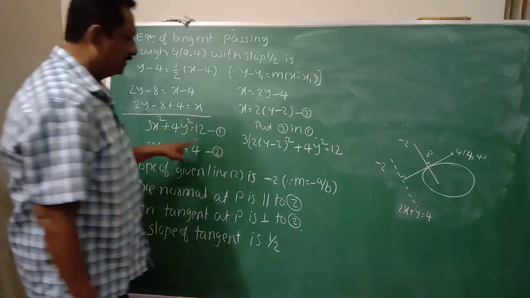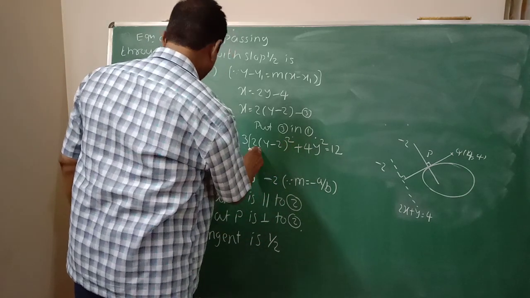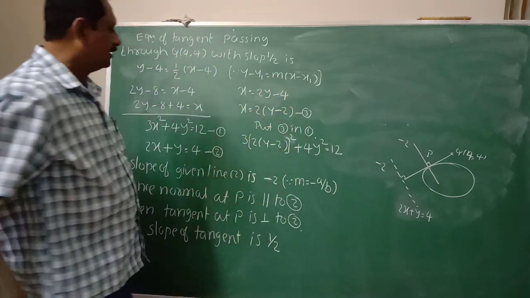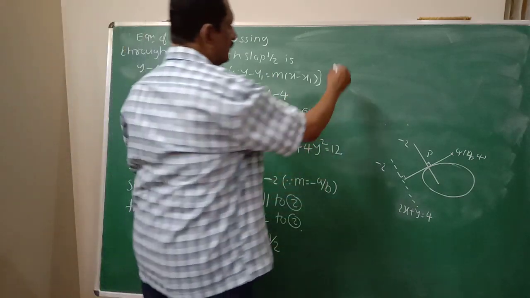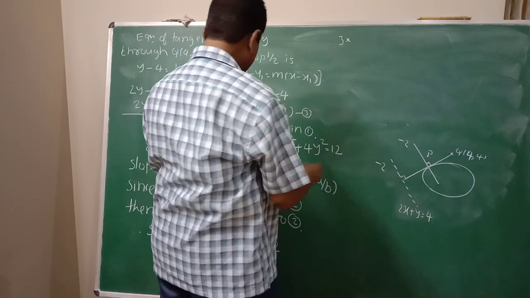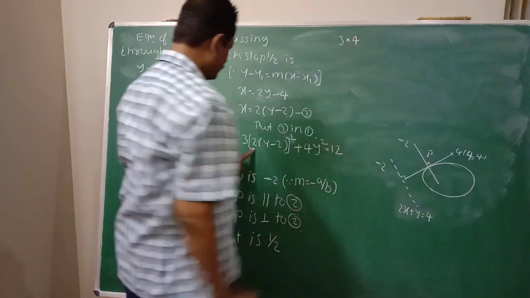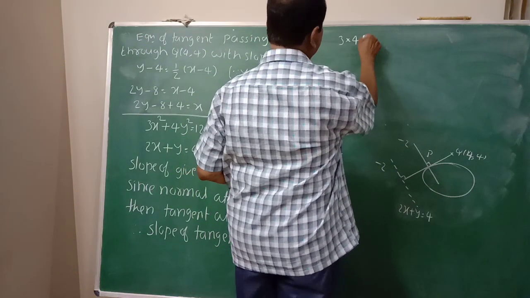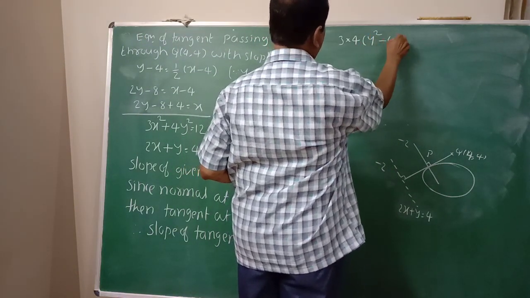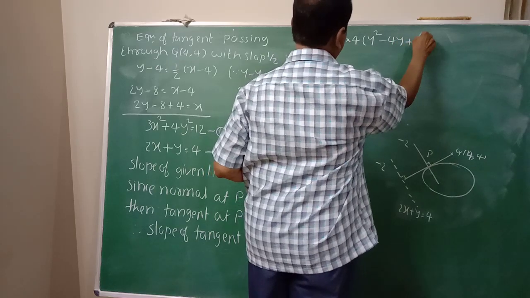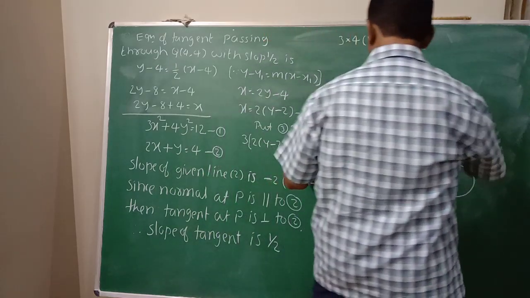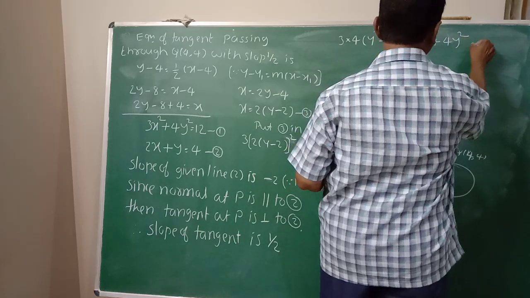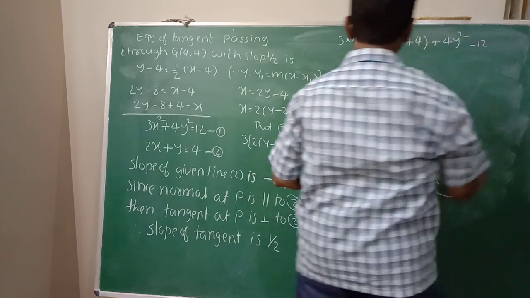Okay. Then square here. Then 3 into under 2 square is 4 here. Okay. So 2 square becomes 4 times y minus 2 whole square. Y minus 2 whole square is y square minus 4y plus 4 here. Then plus 4y square that is equal to 12 here.